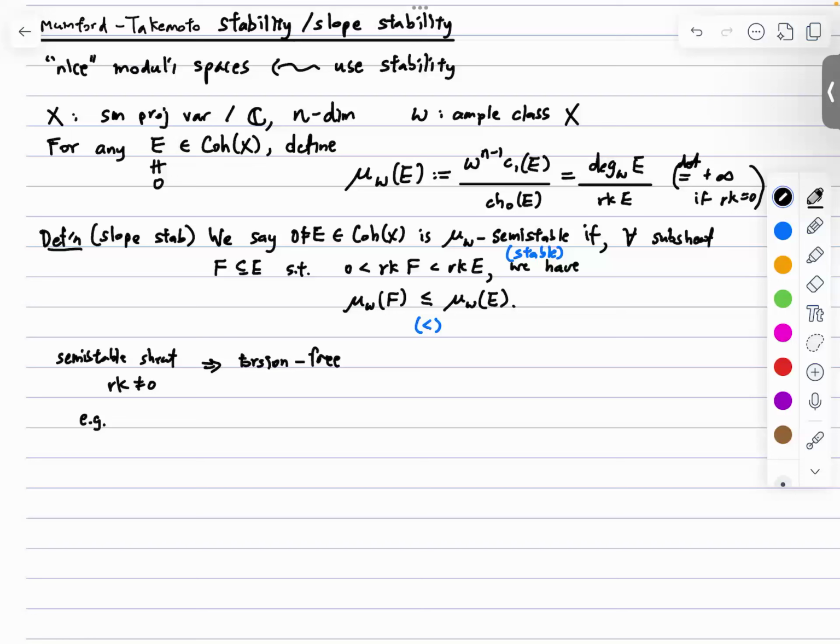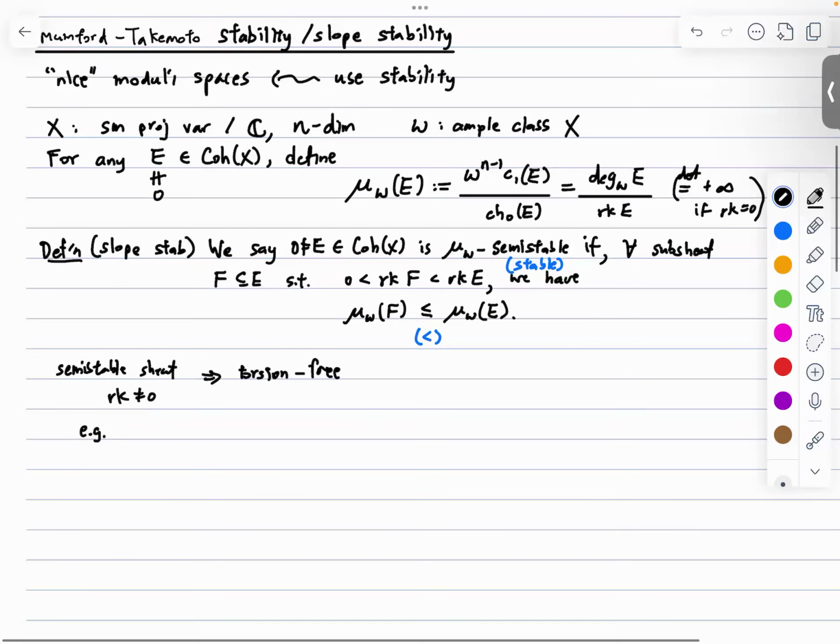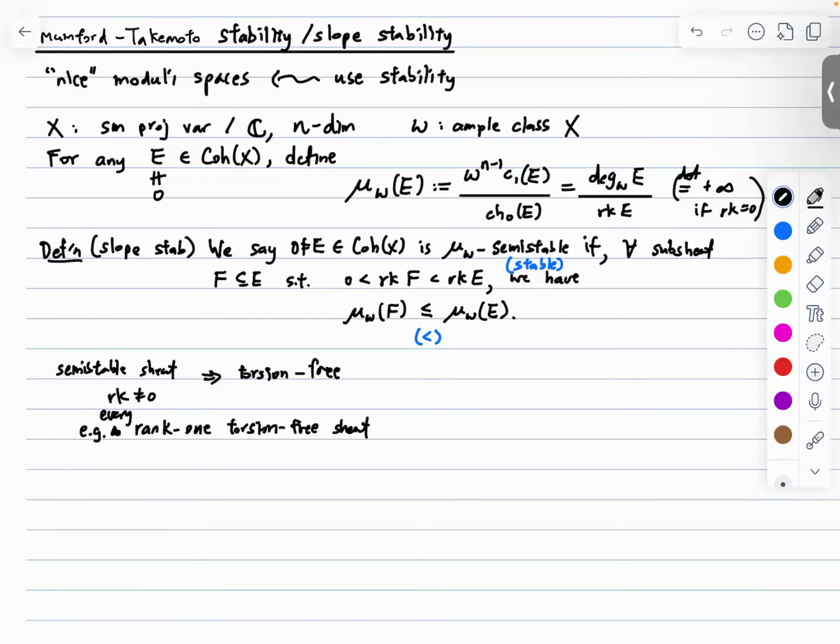And here are some related examples or exercises that you can think about if you haven't seen this sort of thing before. Every rank 1 torsion-free sheaf is slope stable. So every rank 1 torsion-free sheaf is mu stable, for any ample divisor omega.